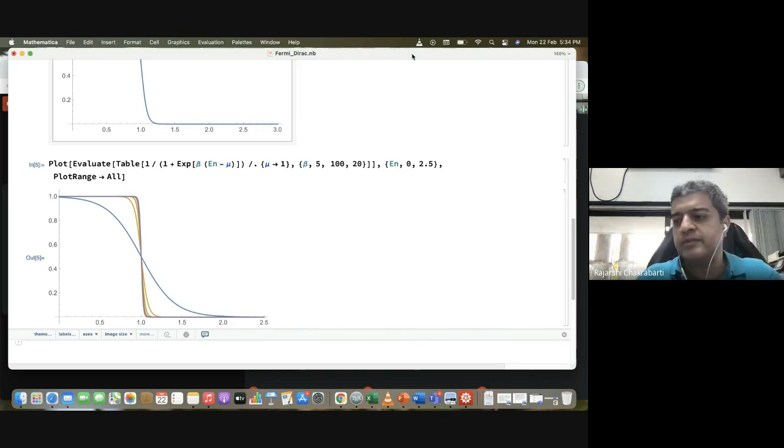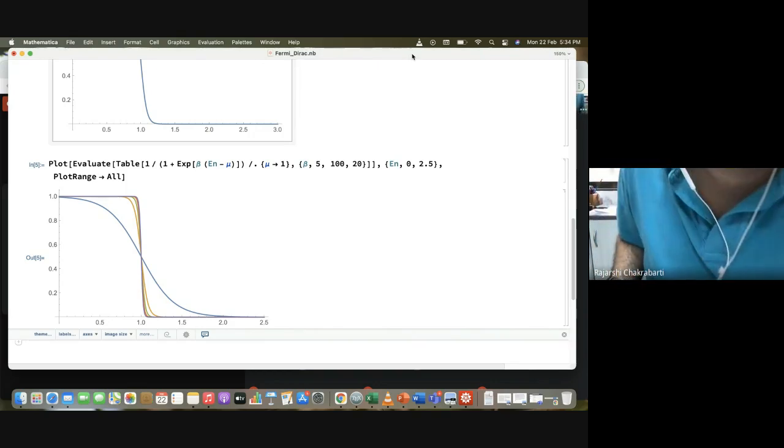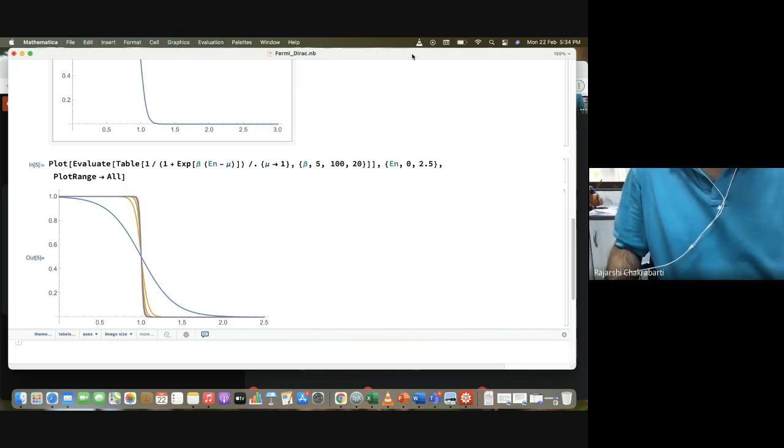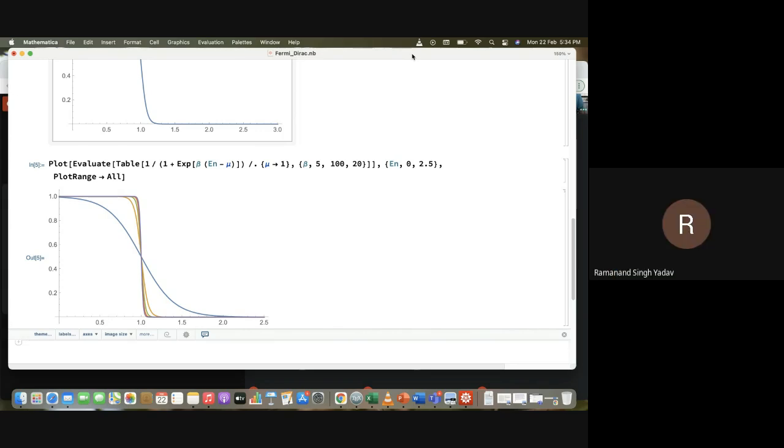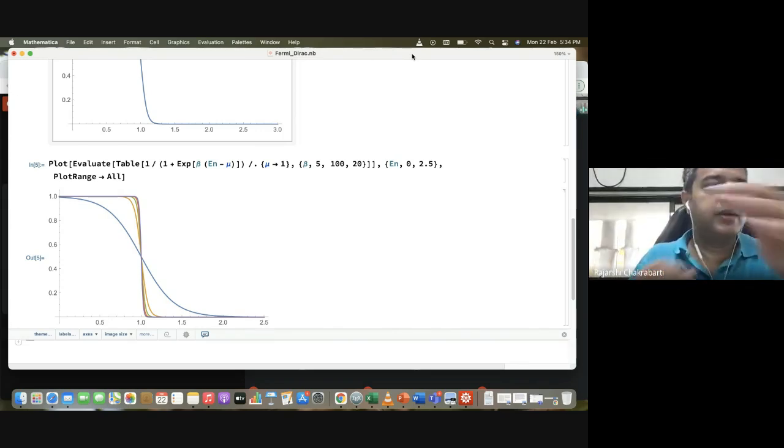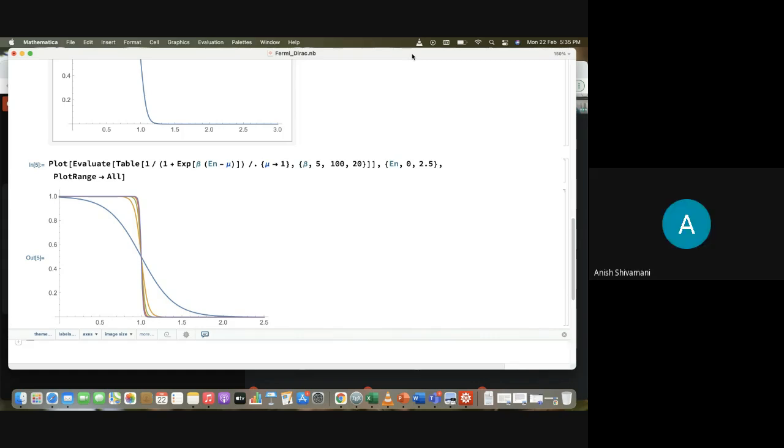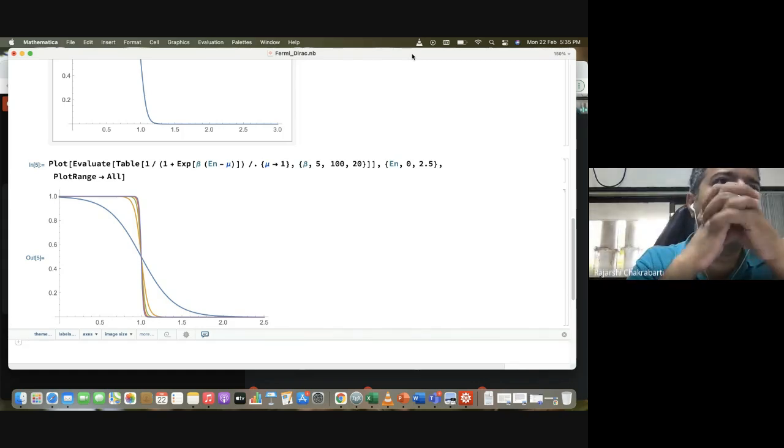What are the values of n for fermions? 0 or 1. Two possible values of n. So the sum will have two terms: one for n equal to 0, one for n equal to 1. Is it clear? n equal to 0 means exponential of 0, which is 1. So if I carry out the sum, it will be 1 plus another exponential function.